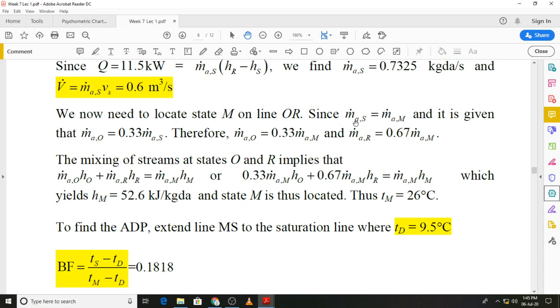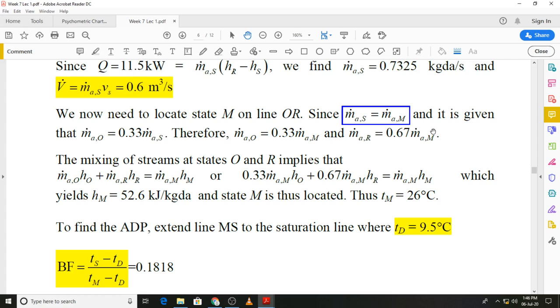So that is what is stated over here, that the mass flow rate of dry air at state S is the same as the mass flow rate of dry air at state M. And in the problem we are told that the supply air contains 33% by mass outside air, that is the outside air is 0.33 times the amount in the supply air. Remember, the supply air mass flow rate will be greater than the mass flow rate of the outside air that is used for mixing with the recirculated air.